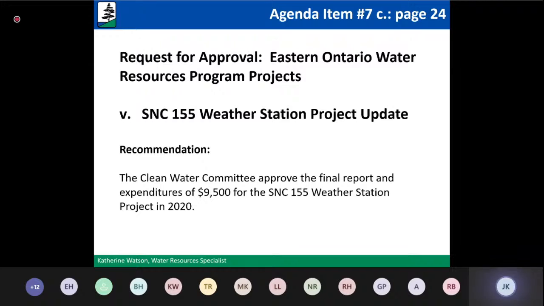Okay, on to item 5, SNC 155 Weather Station Project update. Catherine. Hello, everyone again. So I provided the picture of the station. Again, the project was successful. We came in within budget and within the timelines. So the project is complete.